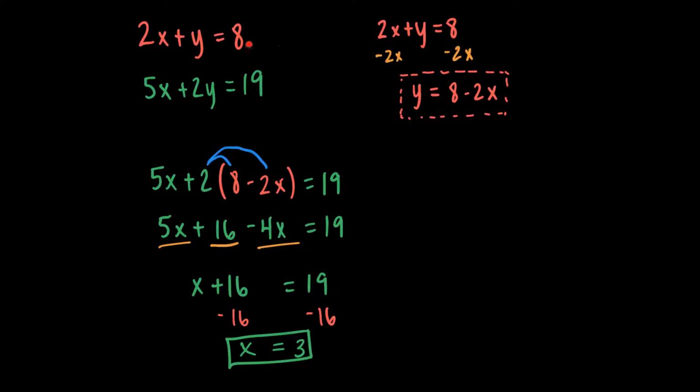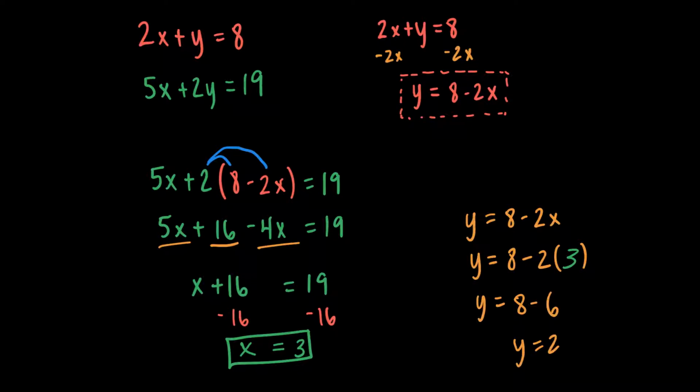In fact, I would actually recommend using this right here, since we already figured out what y was in terms of x. So we'll just come down and say, great, we know y is 8 minus 2x. So let's just say that y is 8 minus 2 times 3, because we know x is 3. That's probably the quickest, easiest way to do it. Okay, so y must be 8 minus 2 times 3 is 6, so y must be 2.